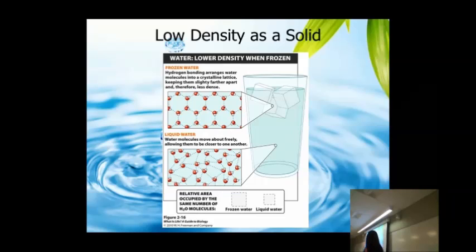So here you can see relative area occupied by the same number of H2O molecules. So notice this is about a fourth bigger than the liquid water is. But there's other molecules out there where that doesn't happen, where when something freezes or comes together as a solid, it goes thunk down to the bottom.